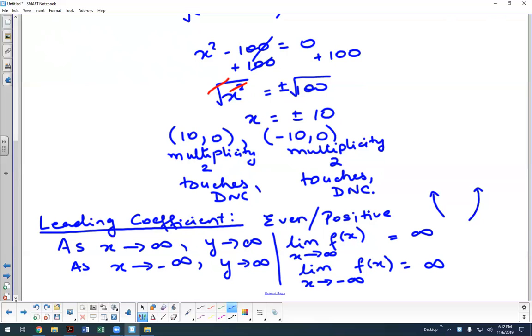Can we calculate the y-intercept? And what will that come out to be?